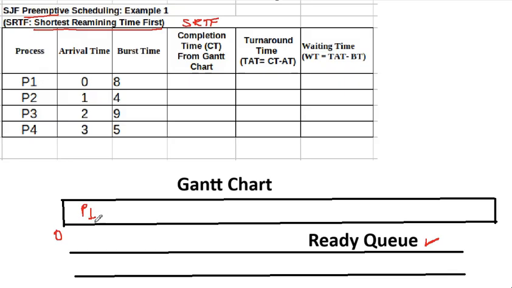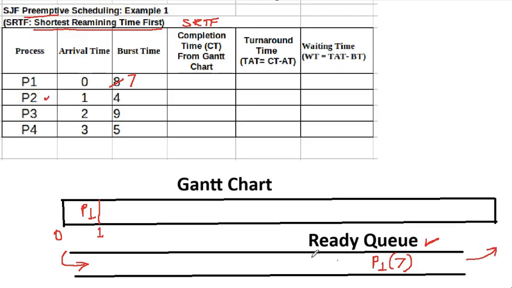So run P1 up to only 1 unit of time. Why? Because at 1 a new process is arriving, which is P2, and P2's running time is 4, which is less than P1's running time. How many units of P1 have already executed? 1. So 7 units are remaining, so you can write 7 here, and we need to keep it in the ready queue. So P1 with 7 units remaining goes in the ready queue, where entries are inserted from here and go out from the front.